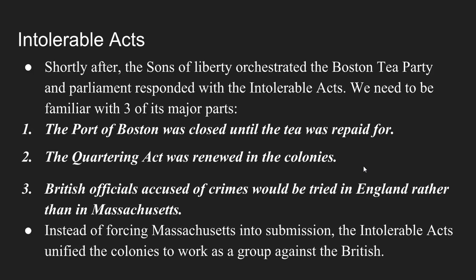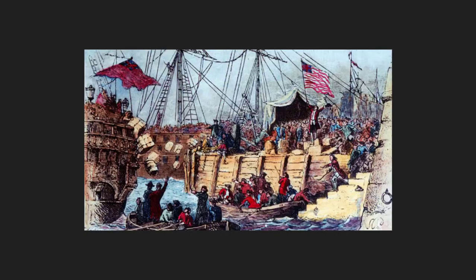And number three, any British official that was accused of crimes would go back to England rather than have their trial in Massachusetts, because they thought that they would not get a fair trial in Massachusetts. Instead of forcing Massachusetts into submission as the Intolerable Acts were designed to do, they actually unified the colonies to work as a group against the British. So it really had the opposite effect. It just kind of galvanized them into fighting this royal authority even more.